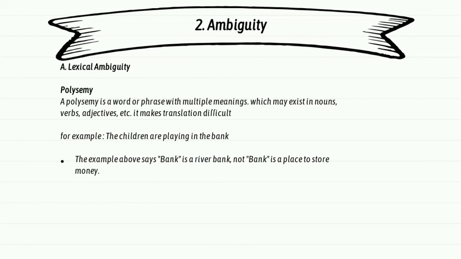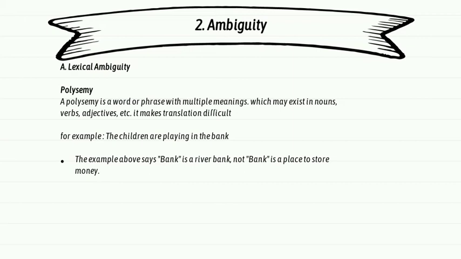Next, lexical ambiguity in polysemy. A polysemy is a word or phrase with multiple meanings which may exist in nouns, verbs, adjectives, etc. It makes translation difficult. For example, the children are playing in the bank. The example means bank is a river bank, not a bank as a place to store money. So this is the ambiguity.